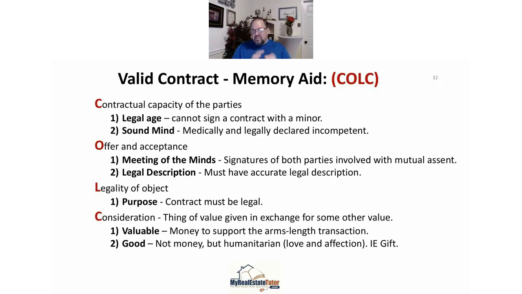Not a mailing address. That's informal. This is a formal legal description, like we talked about: government rectangular, metes and bounds, the lot and block type legal description. It's got to be a legal contract. And then the consideration, which is the price for the property, in our case in real estate, the price of the home, okay?